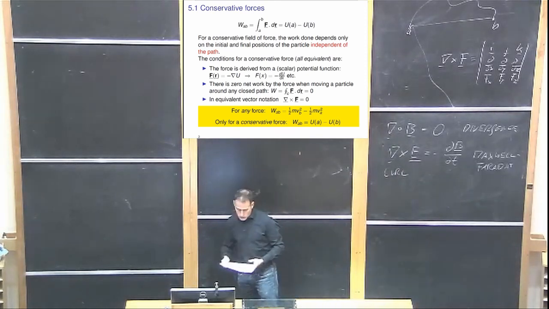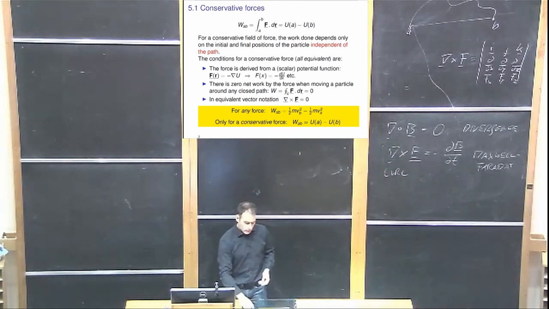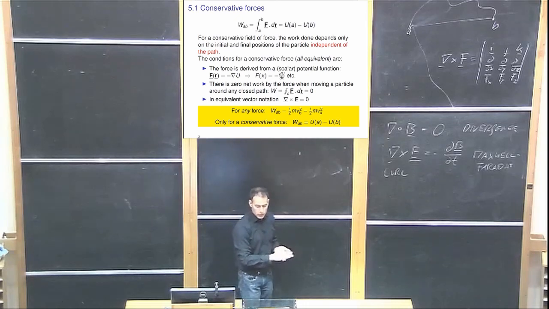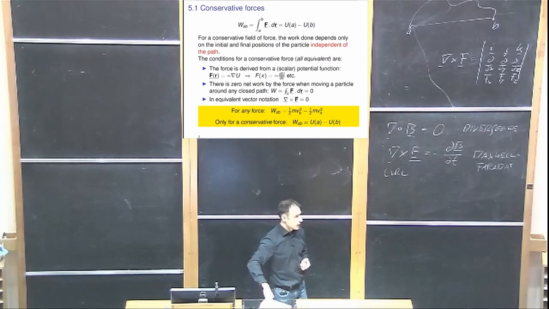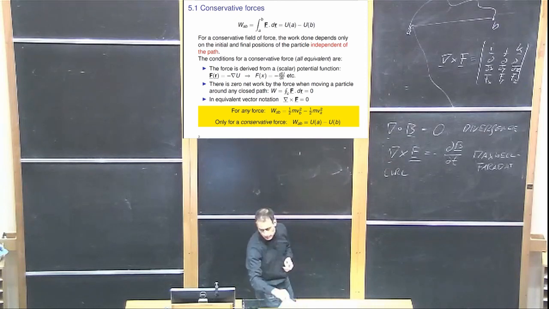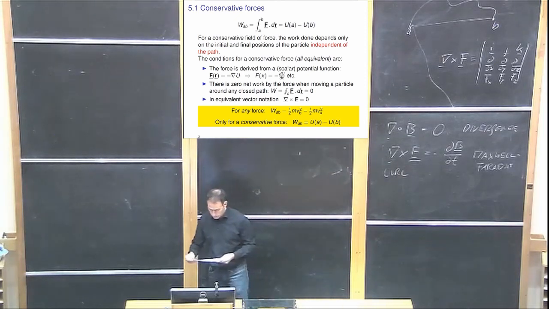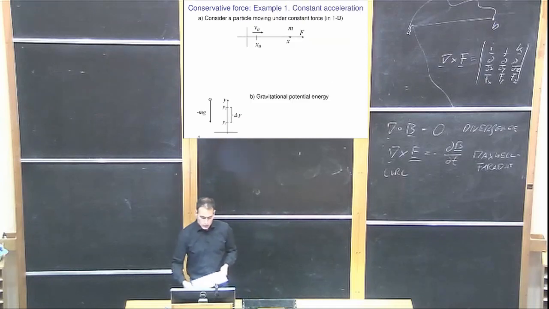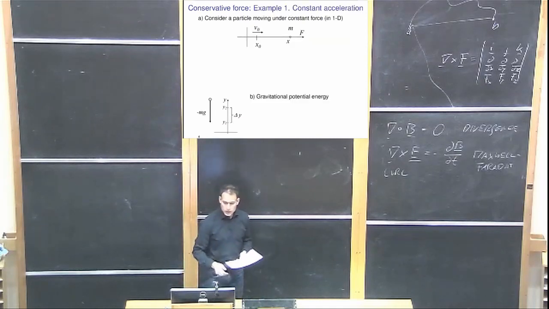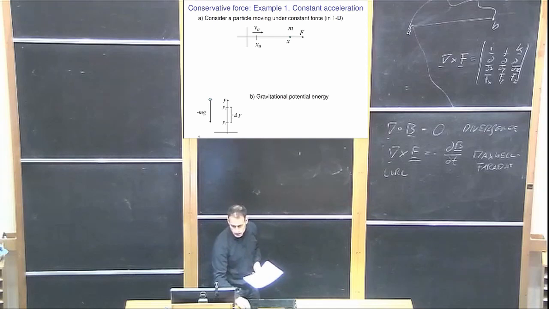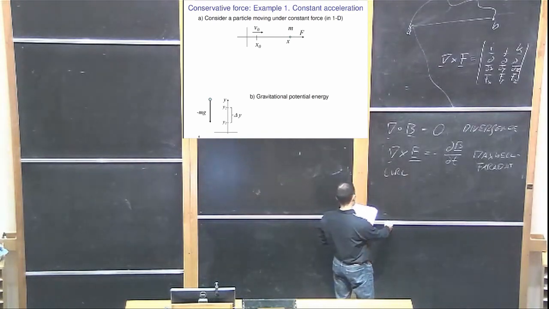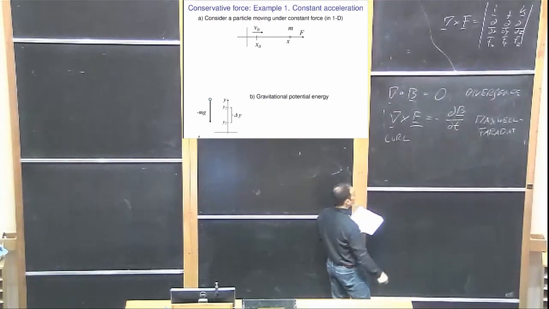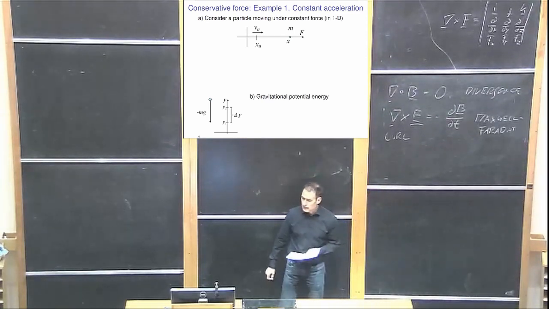So on the example sheets, you have some problems with both conservative and non-conservative force. We're going to go over some as part of this lecture. So 2 examples are shown here. We have a particle moving under a constant force in 1D. This is one of the simplest cases.